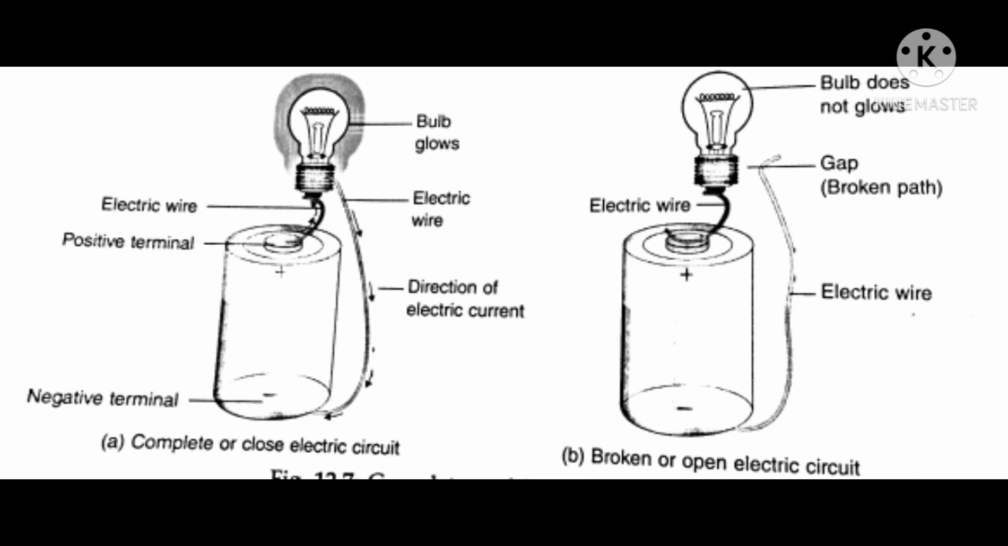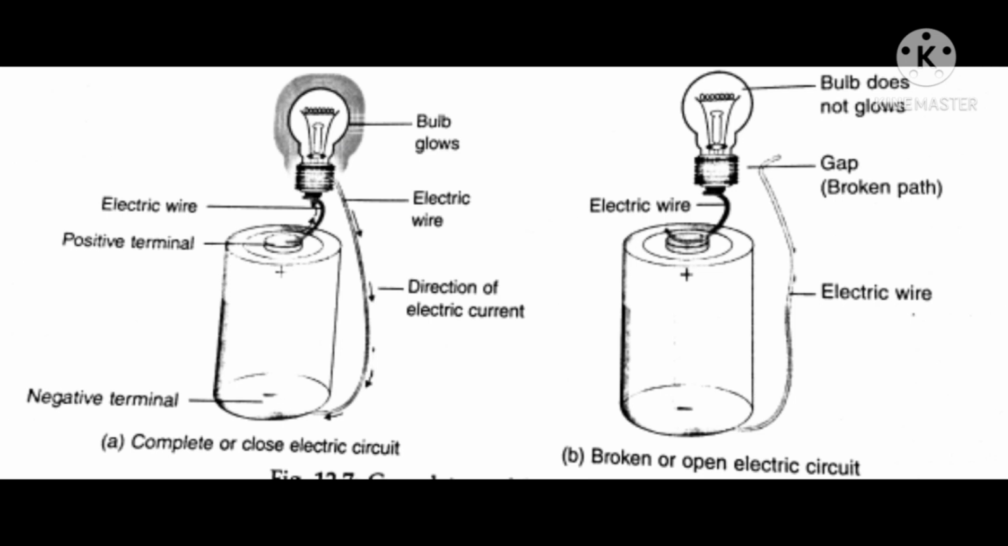Electric current always flows from the positive to the negative terminal of the cell. When the electric circuit is complete, it provides a complete path for electricity to flow, and this enables the bulb to glow. We can make a simple electric circuit by using an electric cell, a light bulb and two connecting wires.